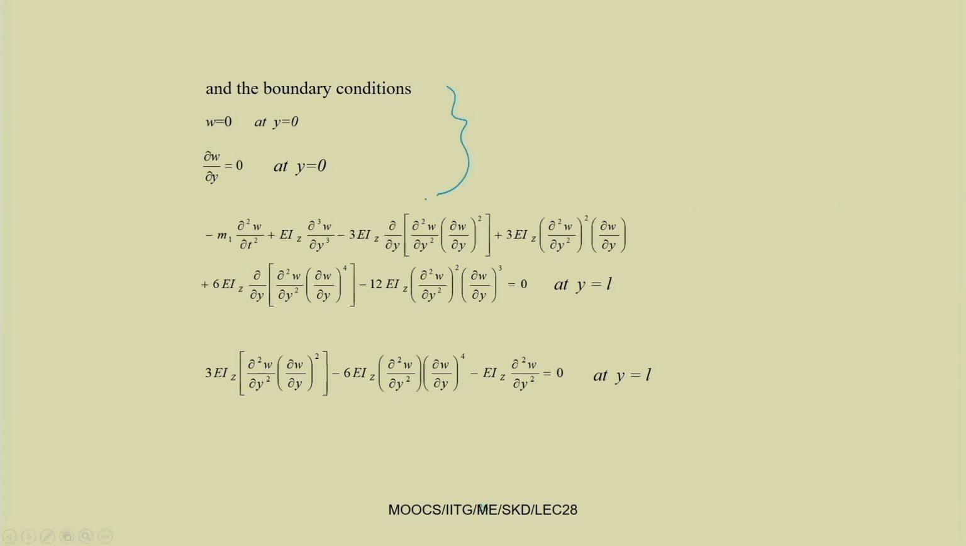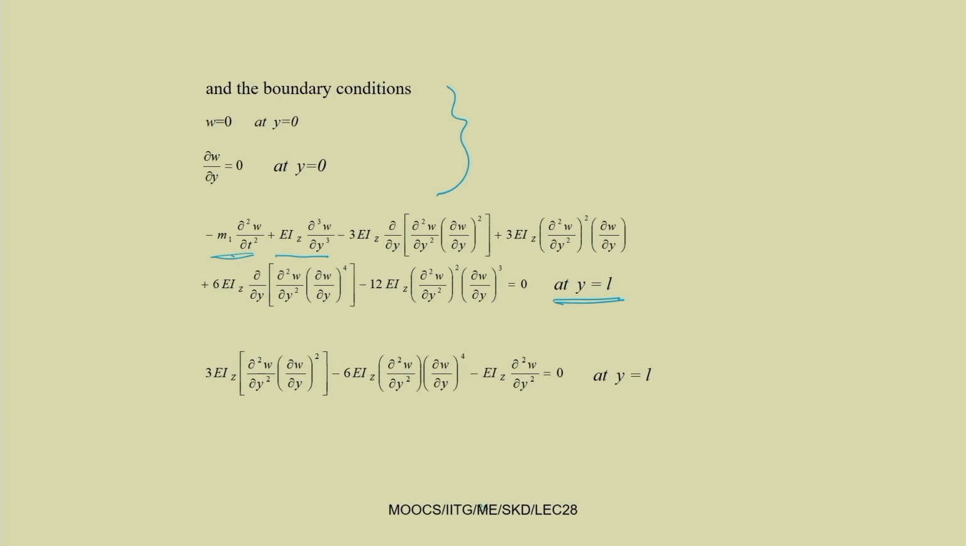At y equal to 0, W equal to 0, and at y equal to 0 the slope is also equal to 0, that is the fixed end. As we are keeping the mass at the end, that is at the tip, the inertia force will come in at the end. That is why the boundary conditions at the free end can be written in this form: minus m1 del square W by del t square plus E I del cube W by del y cube. You just see this is the shear force and this part is the inertia force due to the attached mass at that end, minus 3 E I.